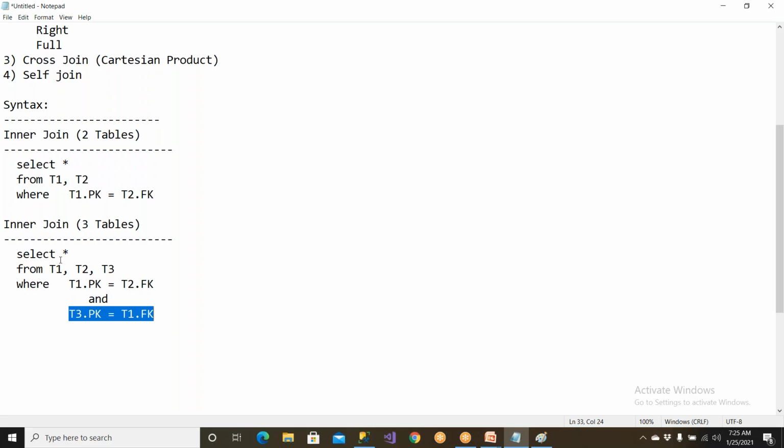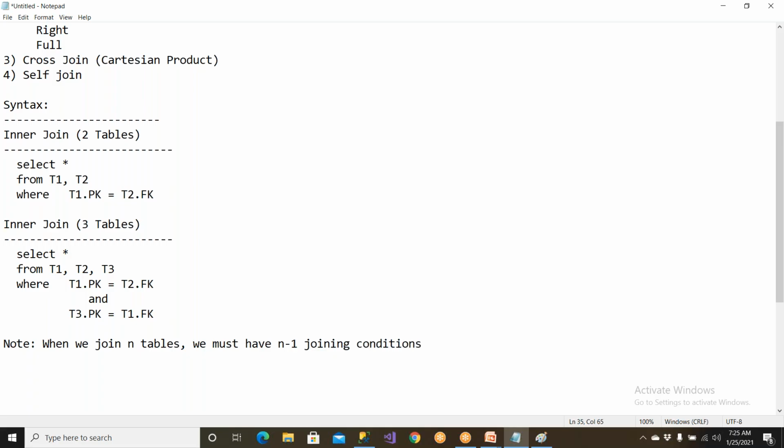If you see, I have joined three tables here and I have written two conditions. This is one predicate condition and this is one more condition, but I'm joining three tables. So there is a rule. What is the rule? When we join n tables, we must have n minus 1 joining conditions. Clear? So this is very, very important.